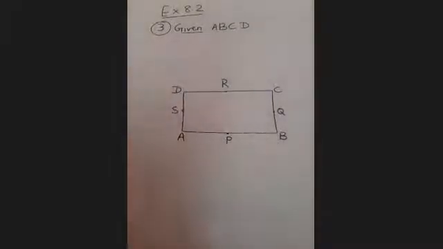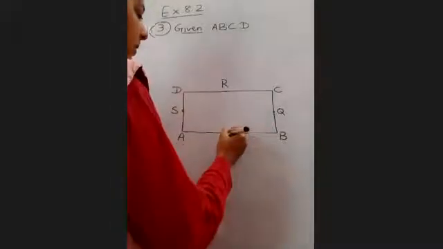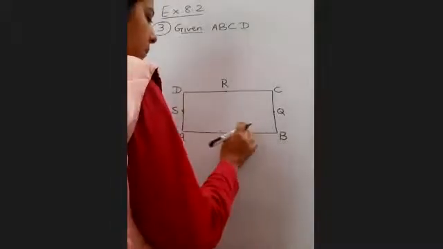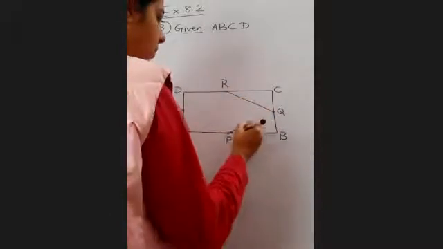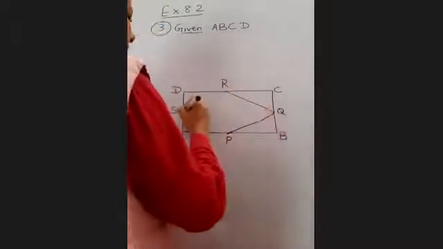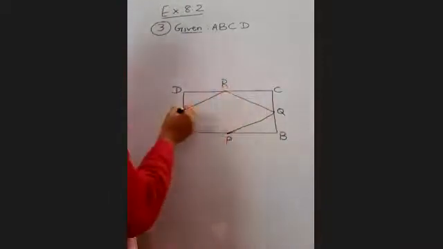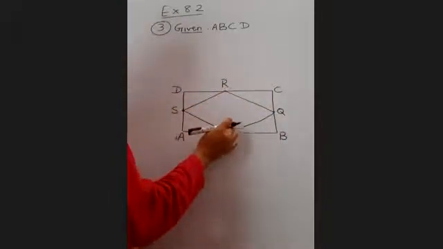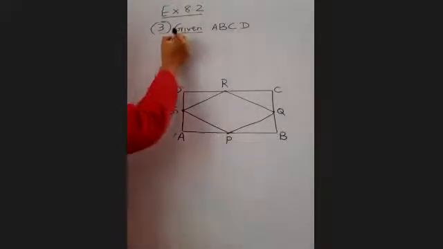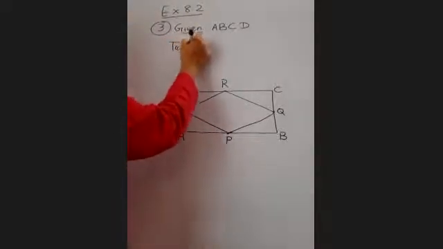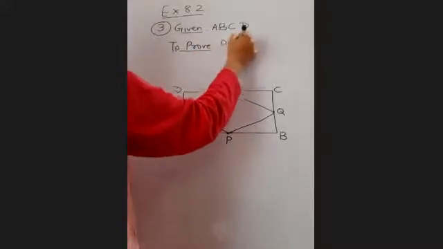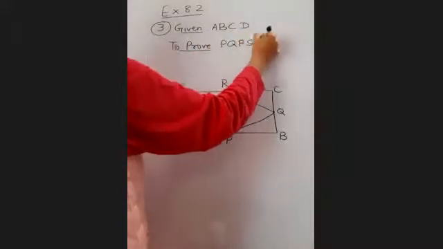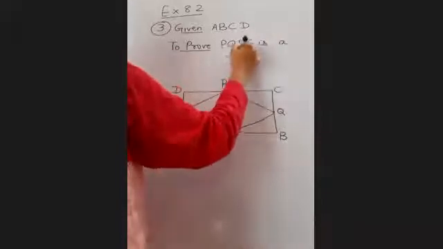Show that quadrilateral PQRS, that means when we are joining these midpoints, the quadrilateral we are getting is a rhombus. So we have to prove that PQRS is a rhombus.